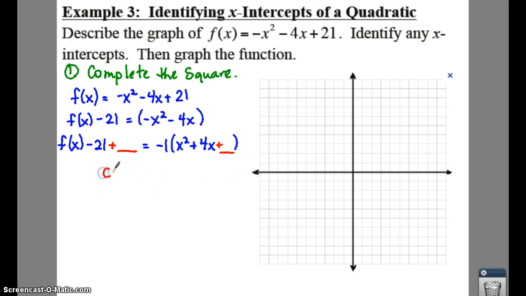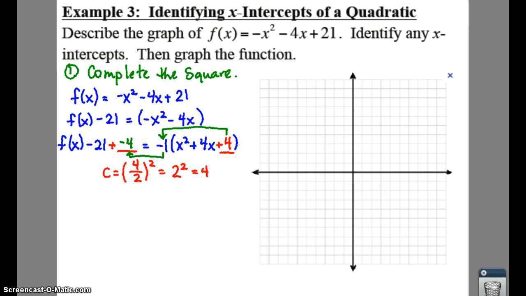So what we need to do is find our c value. So c is found by taking b divided by 2. So this is your b, this is not your b, this is your b. You have 4 over 2, and you square that. So 4 divided by 2 is 2, and 2 squared is 4. So I'm going to put a 4 in here. I'm not going to put a 4 on the left side. I need to take 4 times negative 1, and I need to put a negative 4 right here.